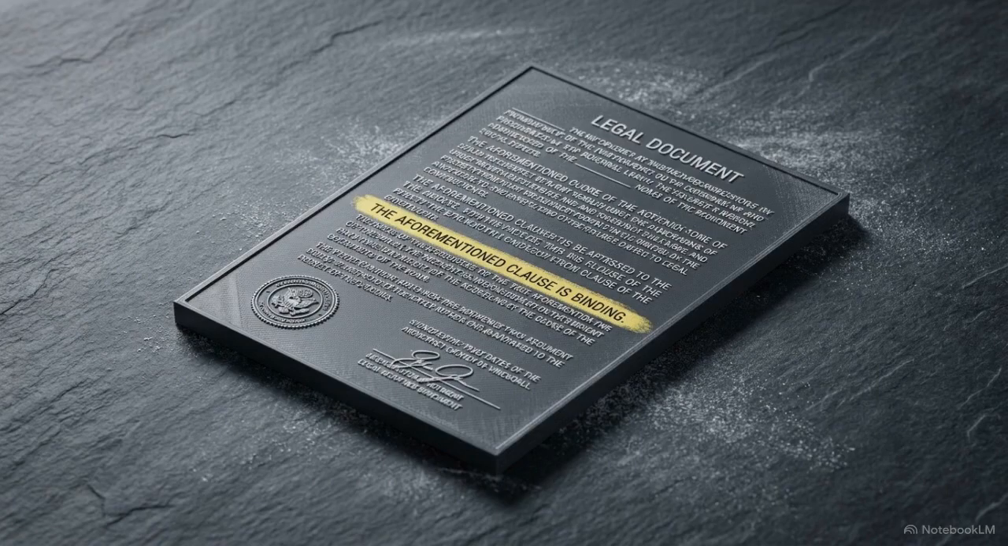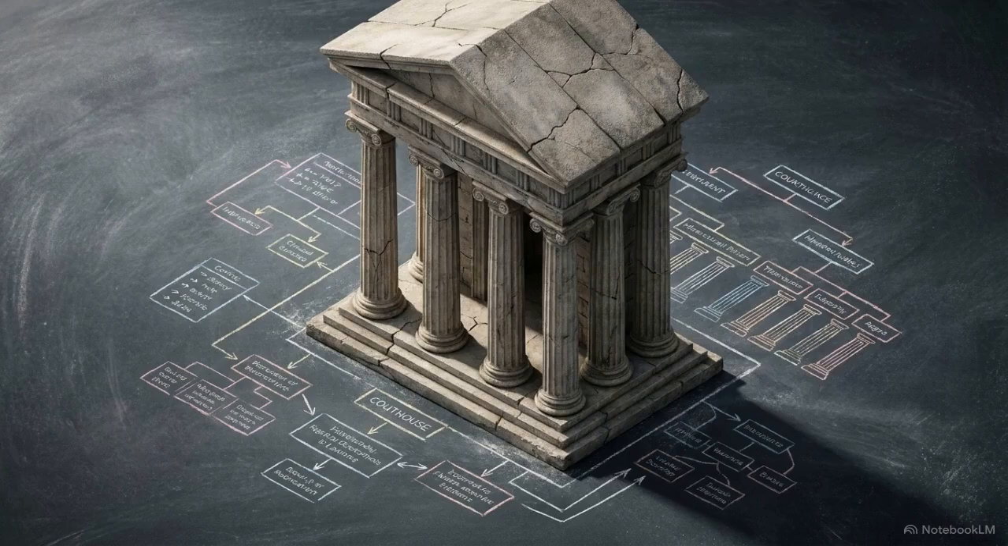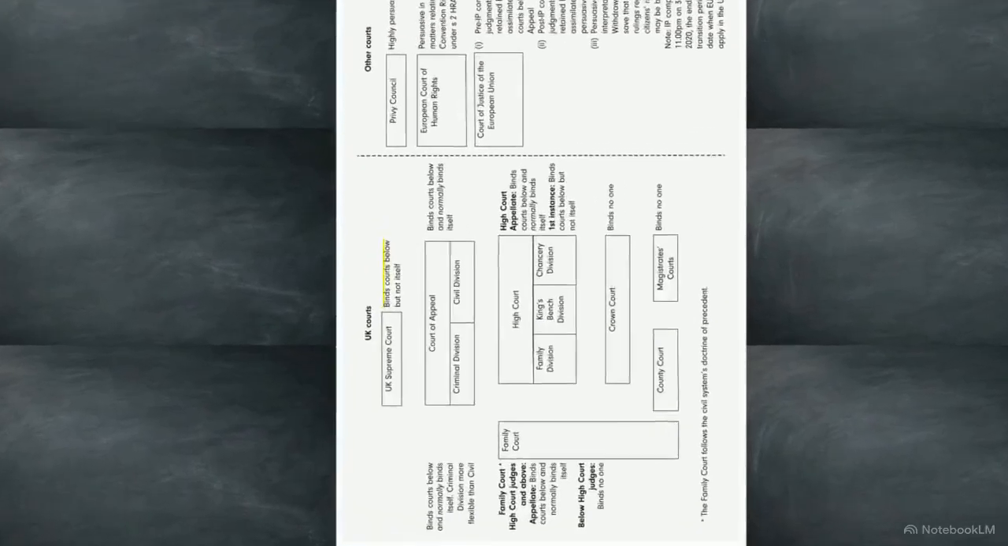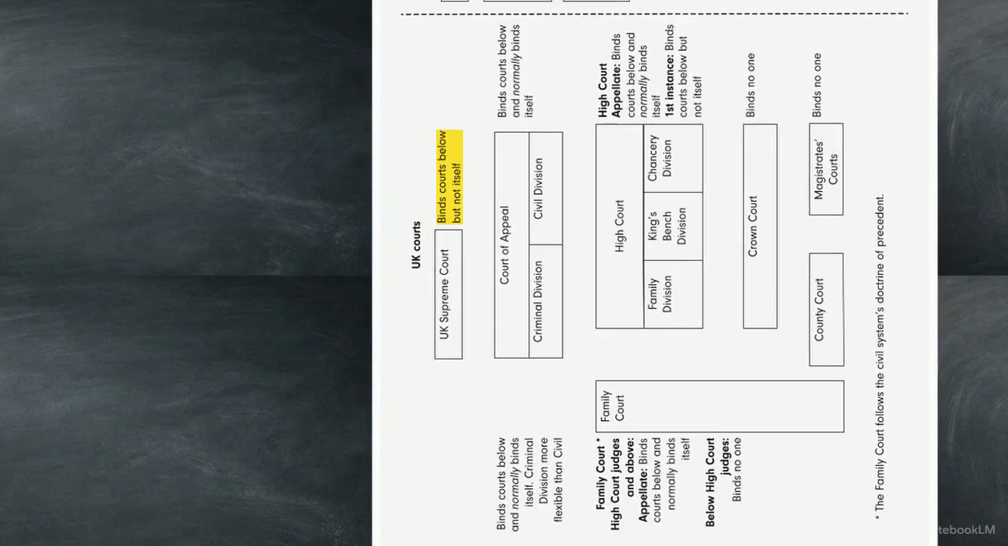Isolating the ratio is only the first step. That principle is useless if it comes from a court that lacks the jurisdictional power to bind the judge hearing your current case. This flowchart maps out the hierarchy of the English legal system. The strict baseline rule is vertical. Superior courts absolutely bind all courts below them.